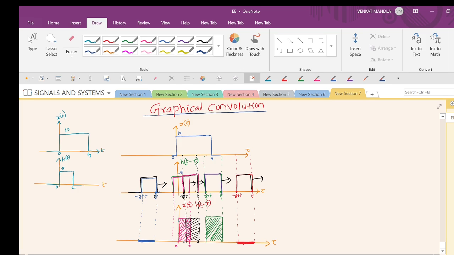This is like the signal is passing through the system. This signal is passing through this system. Let us say this x of tau is a system. This is the signal. The signal is passing through the system.